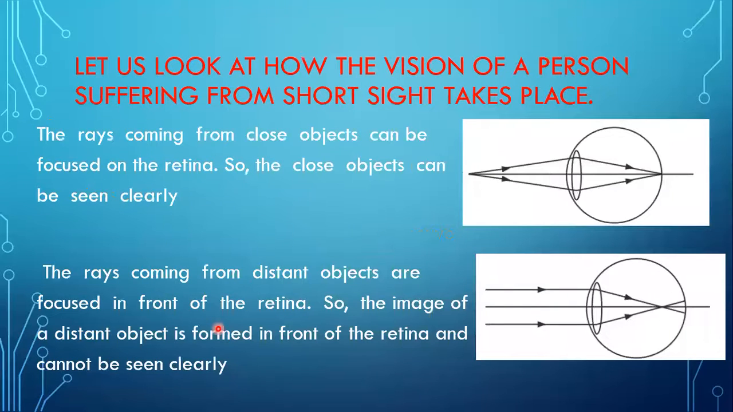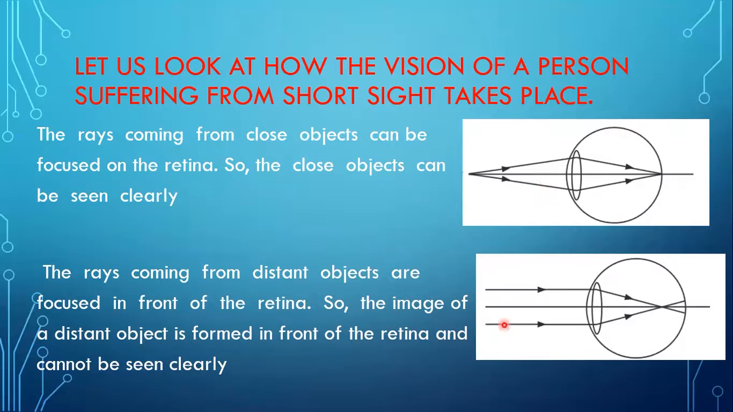Let us look at how the vision of the person suffering from short sight takes place. The rays coming from a close object can be focused on the retina, so the close objects can be seen clearly. This is the figure of a healthy eye.